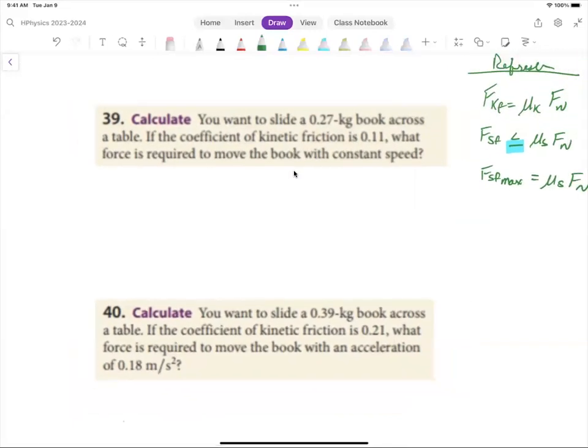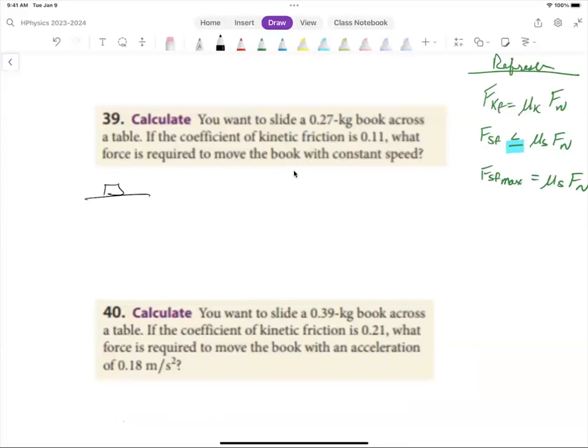We read the problem, we draw a sketch, we label, we draw free body diagrams, and we solve. We know that in number 39, you want to slide a 0.27 kilogram book across the table. If the coefficient of kinetic friction is 0.11, what force is required to move the book with a constant speed?